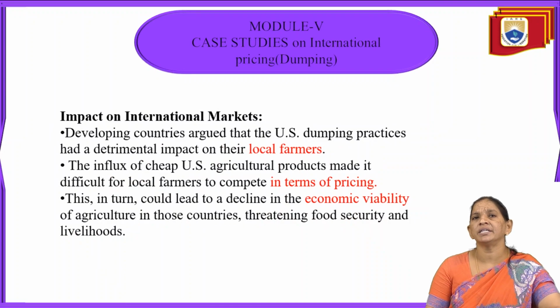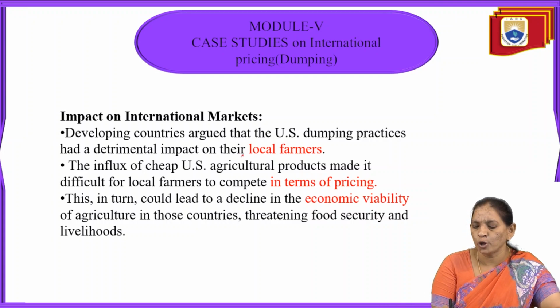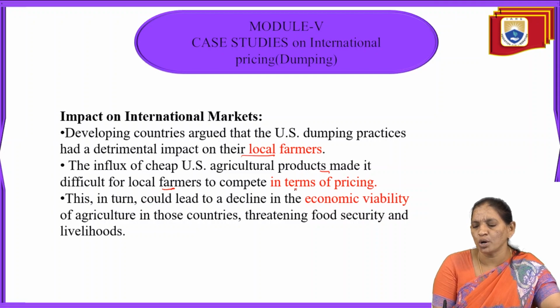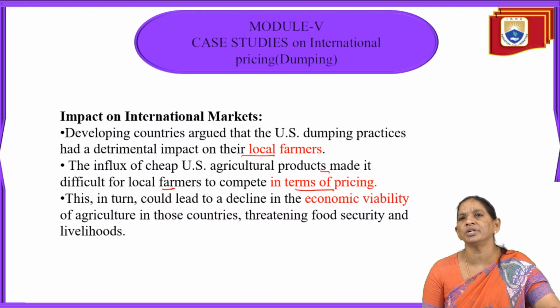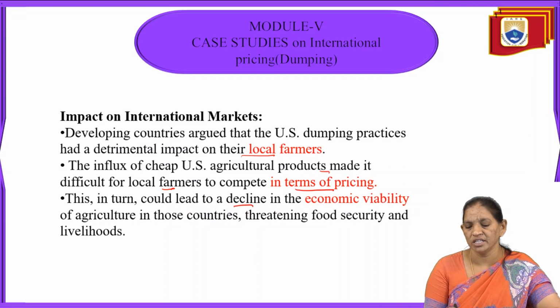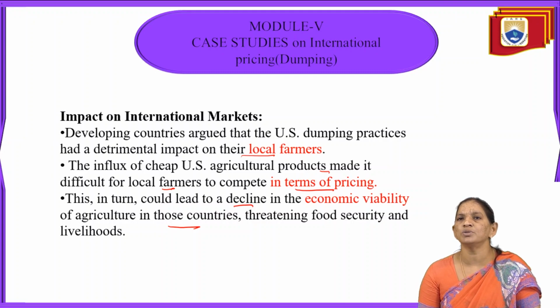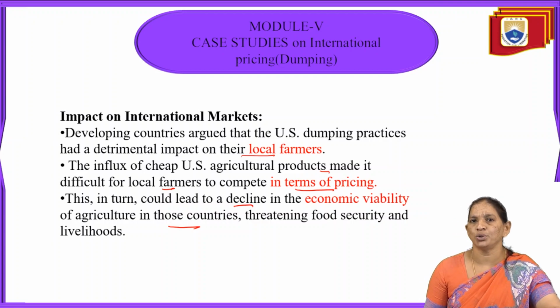So how did that impact the international markets? Developing countries argued that US dumping practices affected their local farmers. The influx of cheap US agricultural products made it difficult for local farmers to compete in terms of pricing. Means due to the dumping of these excess, cheap US agricultural products at the international level, those countries' local farmers were unable to get the maximum price for their products, which in turn led to a decline in the economic viability of agriculture in those countries, threatening food security and livelihoods. Means due to the dumping of US products, local farmers in the other nations faced livelihood problems, were unable to market their products, and food security in their nations was threatened.